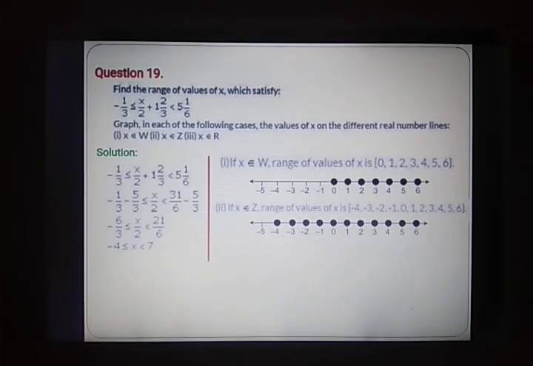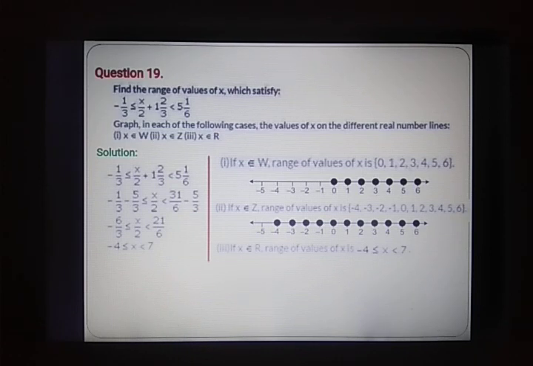Now let us go to the next one, that is third. So it is said that if x belongs to R, meaning the real line, so all the numbers, if you put decimal numbers, they are also real numbers. So that's why now we have to put a bold mark.